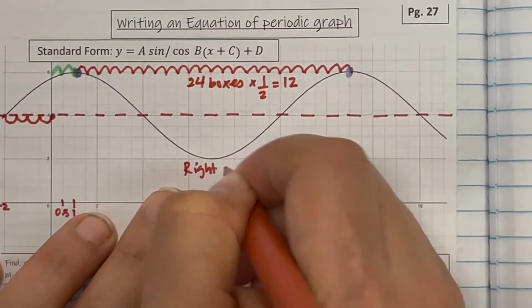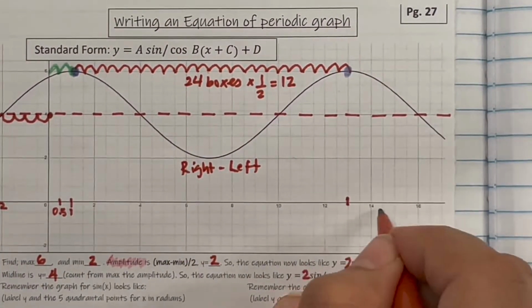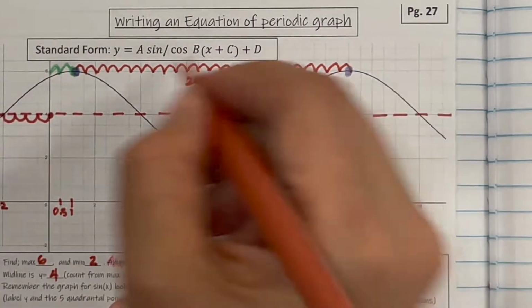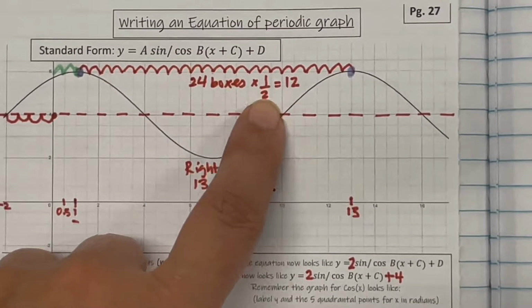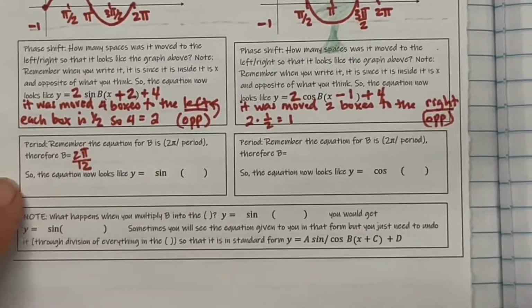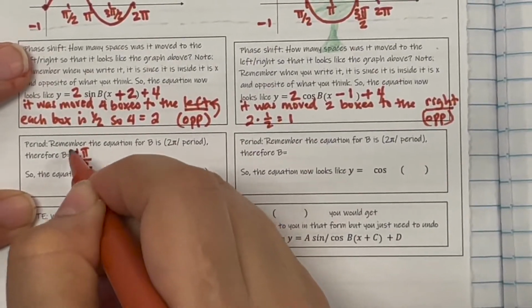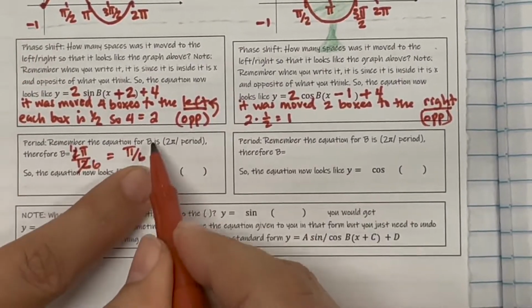Now, a faster way of doing that than counting would be looking at the right value, which is 13, looking at the left value, which is 1, and subtracting them. So you see, you get the same answer whether you're counting or doing right minus left. So that simplifies to pi over 6. All right, so let's go ahead and fill in the equation of what we know.